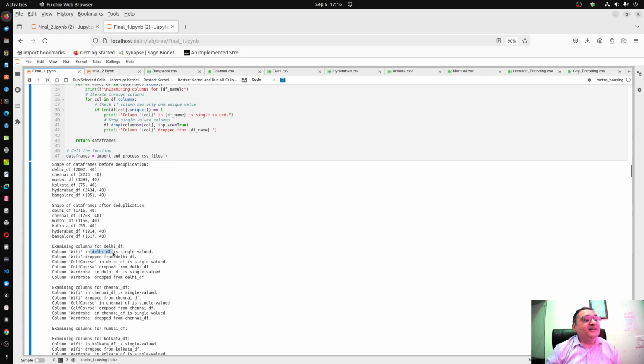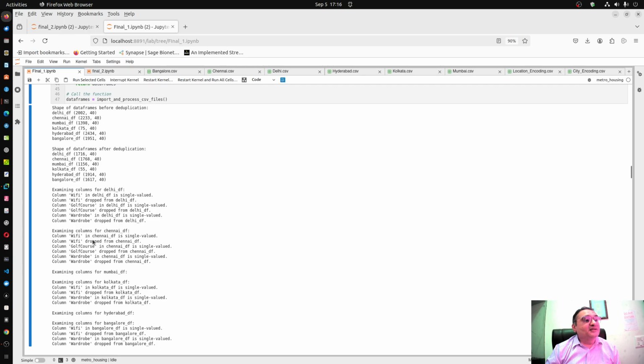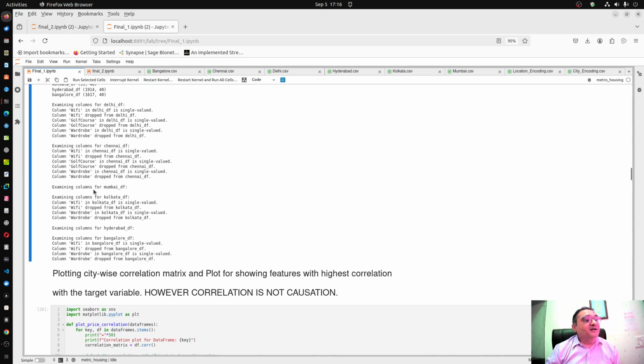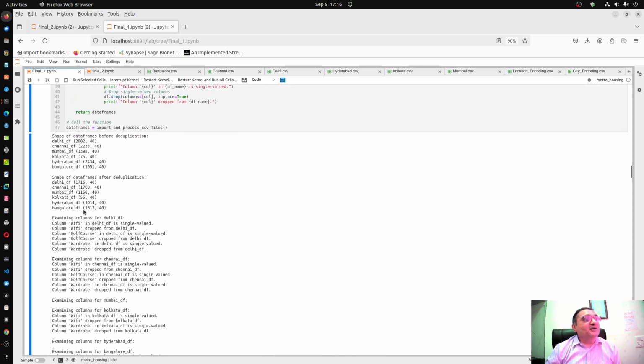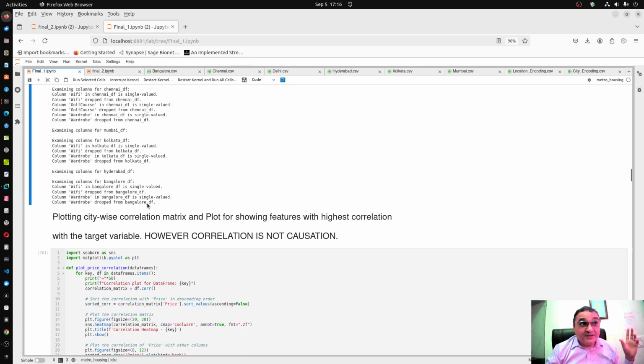For example, in Delhi, Wi-Fi was a single valued column, so from the Delhi data frame, Wi-Fi was dropped. Golf course was single valued, it was dropped. Wardrobe was single valued, it was dropped. But in Chennai, Wi-Fi, golf course, wardrobe, they are the same. But in Mumbai, only Wi-Fi and wardrobe were dropped. So in short, after dropping these columns, the number of features in different cities are different. Now you can understand the complexity which this will bring.